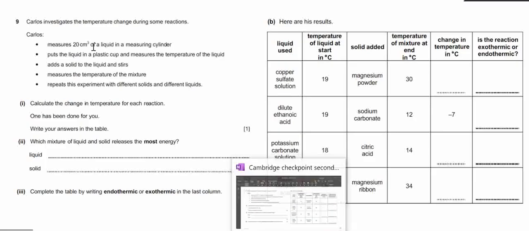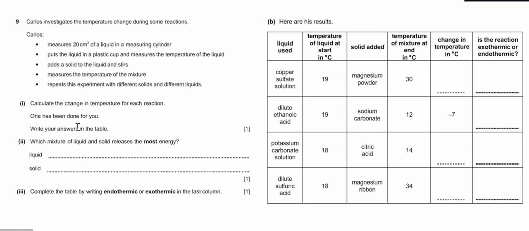Now we're in question B. The same question, part 1. Calculate the change in temperature for each reaction. One has been done for you. Write your answer in the table. So the temperature of the liquid at the start is 19. The mixture at the end is 12. So it's lower, which means 12 minus 19 is -7. This is the given example. Now we have to fill 1, 2, 3.